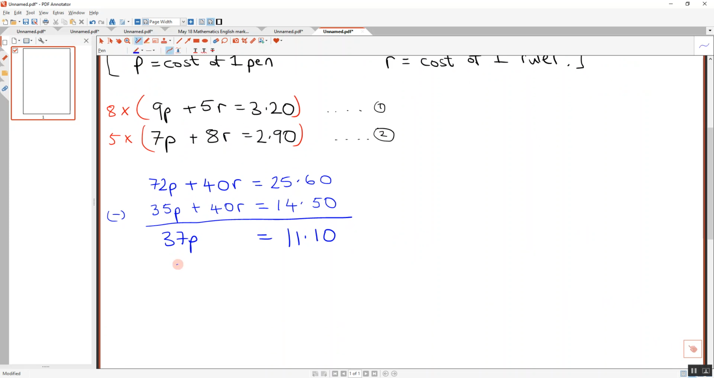Okay, good. So to find P, divide both sides by 37. So I get P is equal to 0.3, okay? How do I then find R?